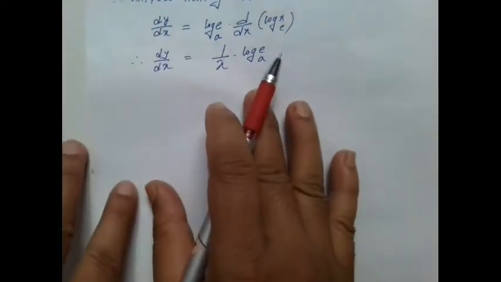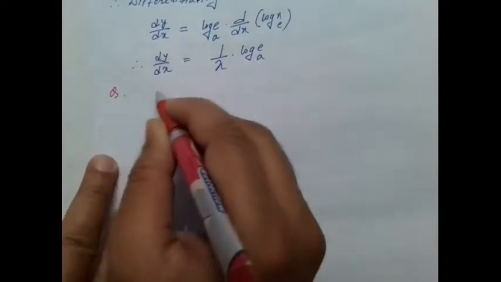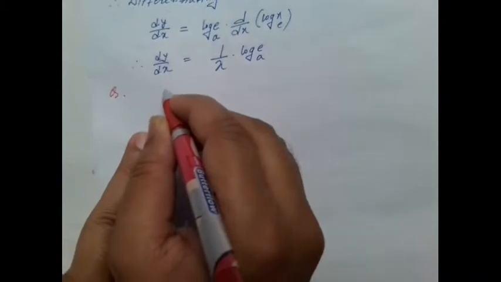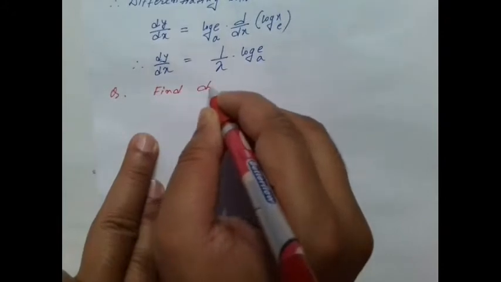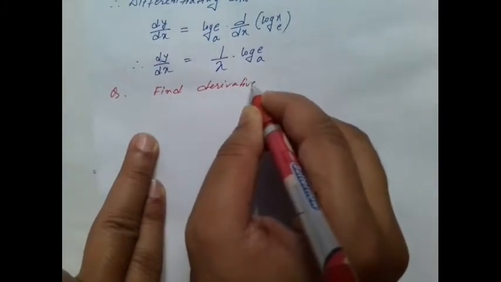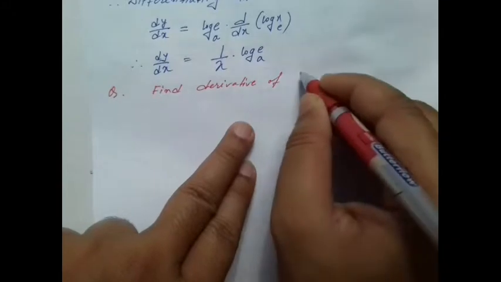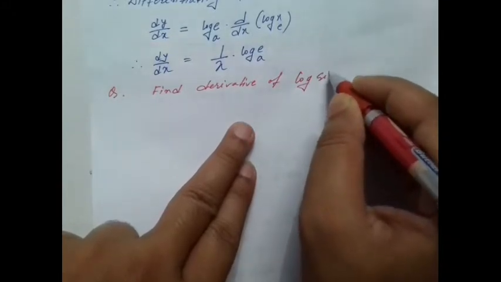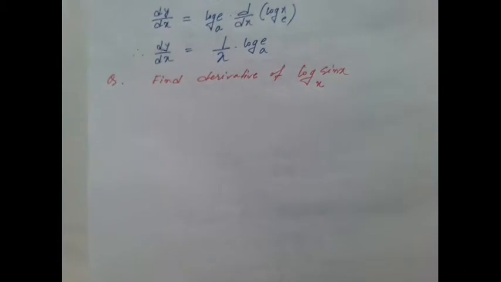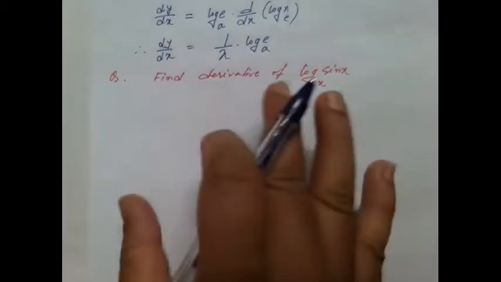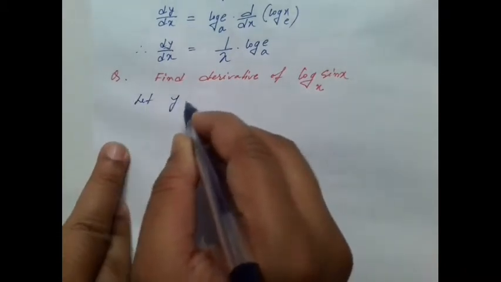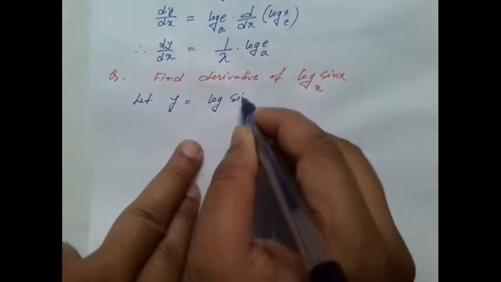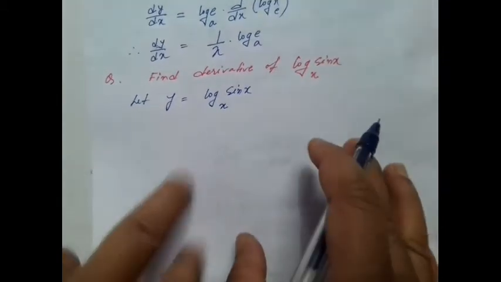Okay, our next problem, find the derivative of log of sin x to the base x. So at first we have to take it as y, so we write let y equals log of sin x to the base x.